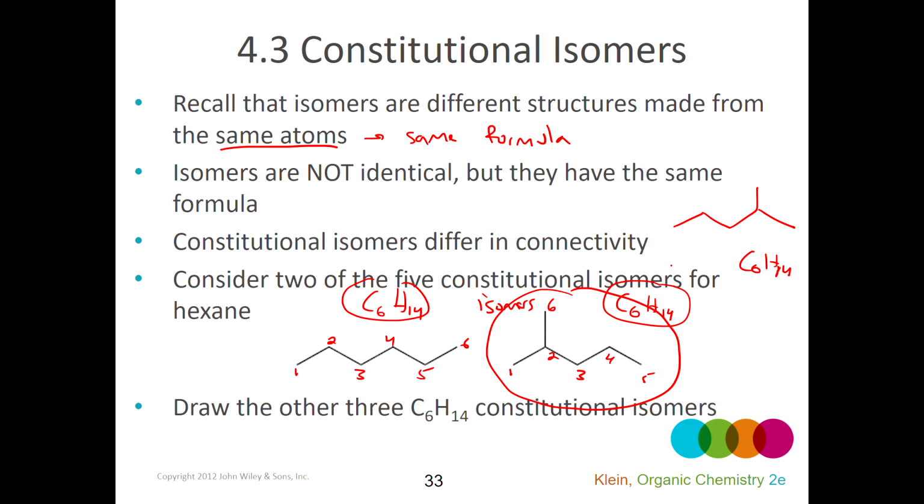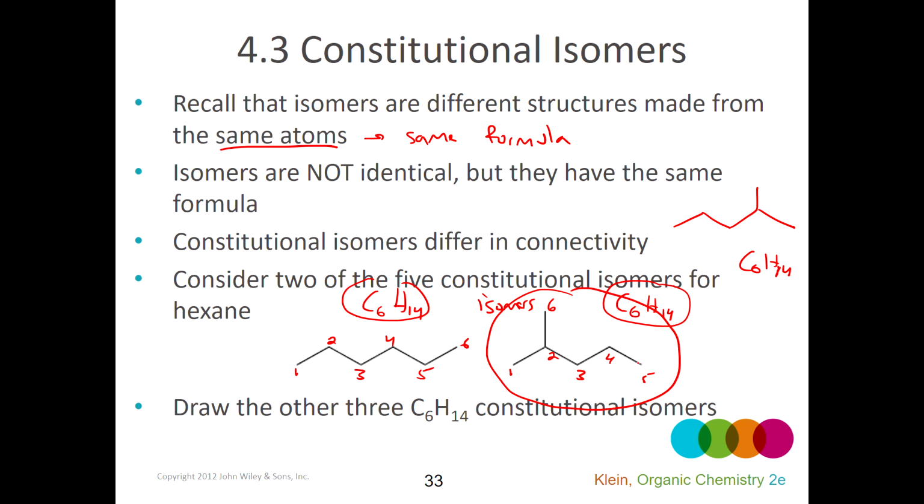So there's a couple ways you can look to see if they're identical. One is you can make a model of both and see if the models superimpose, see if they look exactly the same and one would lie right on top of the other. Or you could just name them both. And if they have the exact same name, they're not isomers. So as long as you've named them correctly, if they have the same name, they're actually identical.